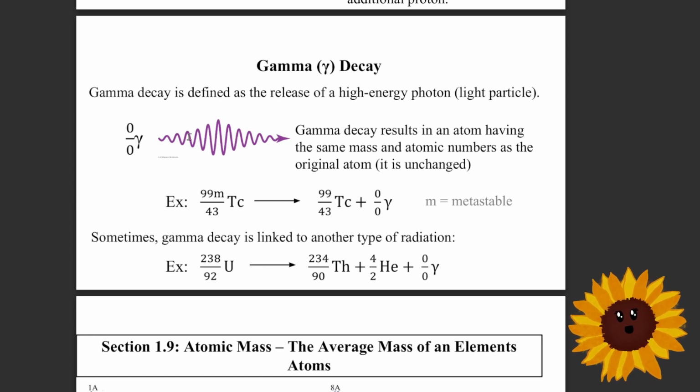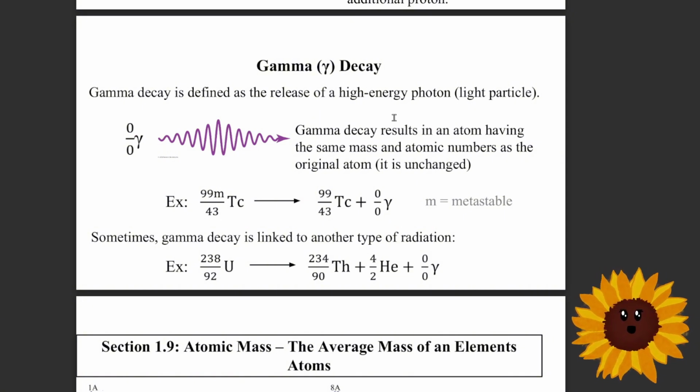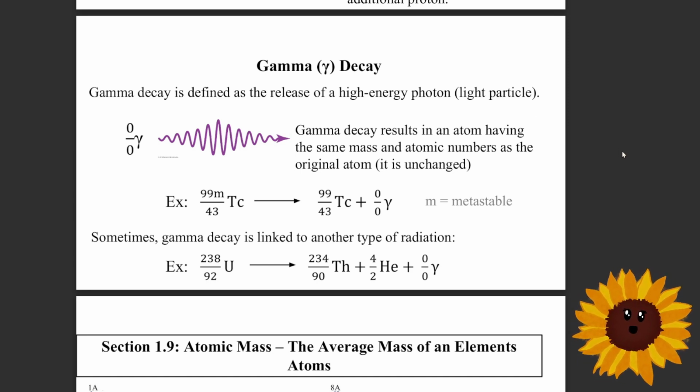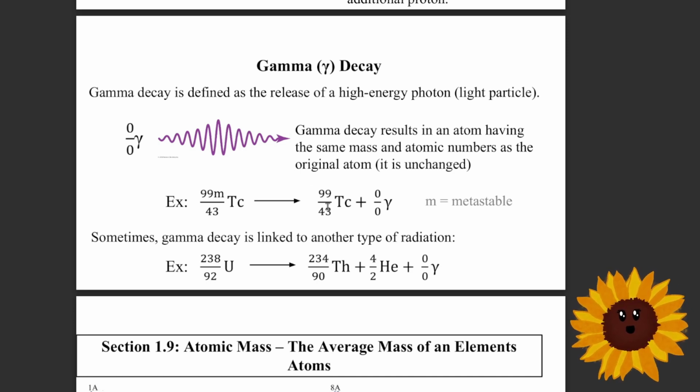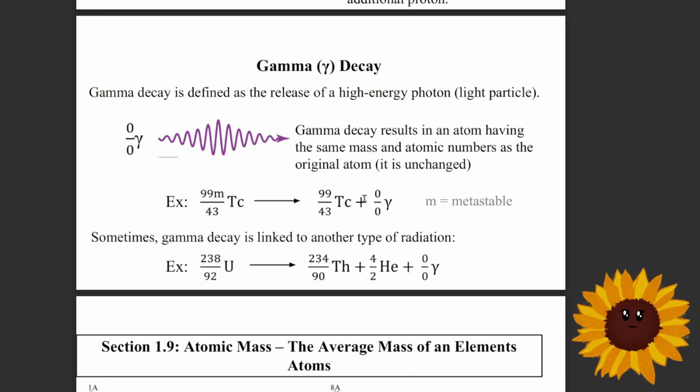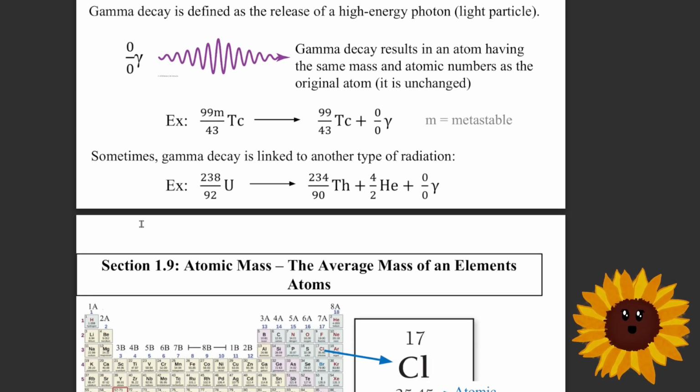Gamma decay is a completely separate symbol. So this is the symbol for gamma. It goes down, there's a loop, and then it goes back up. It's defined as the release of a high energy photon or a light particle. So a light particle is not the same as an electron in this context. Gamma decay results in an atom having the same mass and atomic numbers as the original atom, but plus a gamma. Here, it's a type of radiation, kind of like the Hulk when he messed with gamma rays. This is also kind of the same thing. This gamma radiation, gamma decay really messes you up.